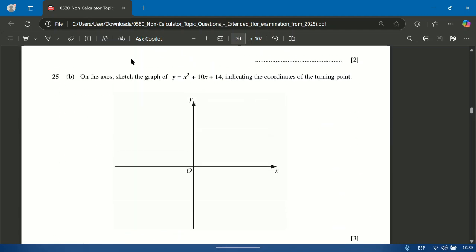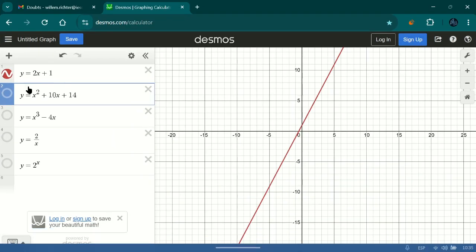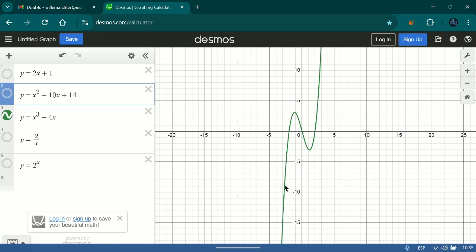B. Okay, so we need to sketch this graph. First of all, let's just run through what graphs can look like. Remember, if you've got something in the form y equals mx plus c, it's always a straight line. If you just have an x in the equation, it will be a straight line. The moment you've got a square, you get the parabola. And if there's a cube, that's when you get the zig and the zag, the two parabolas connected.